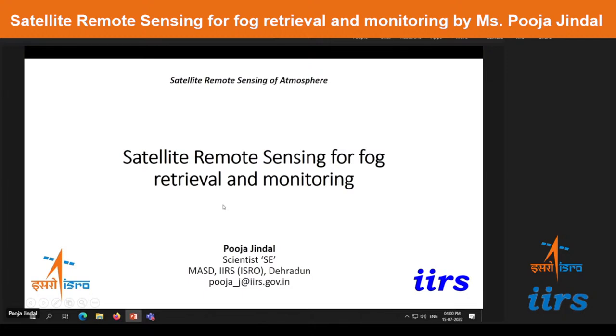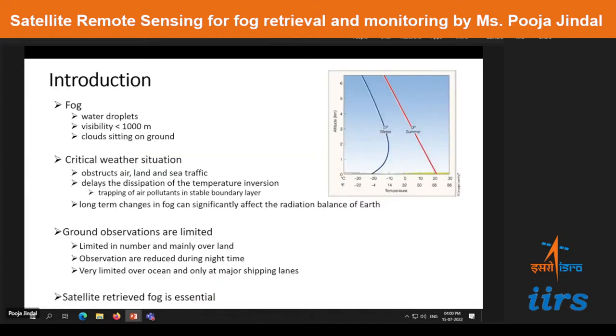So this is the last lecture in the DLP program on satellite remote sensing of atmosphere. So today's topic is satellite remote sensing for fog retrieval and monitoring. So we will discuss in this section what is the importance of the fog and what are the different types of the fog and how we get the fog information from satellite data.